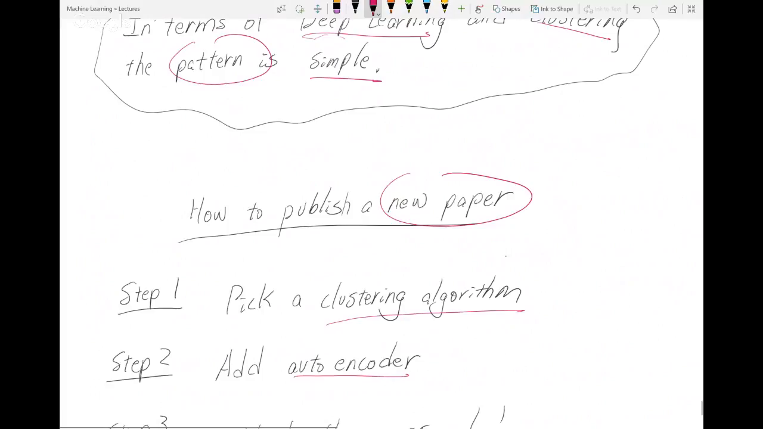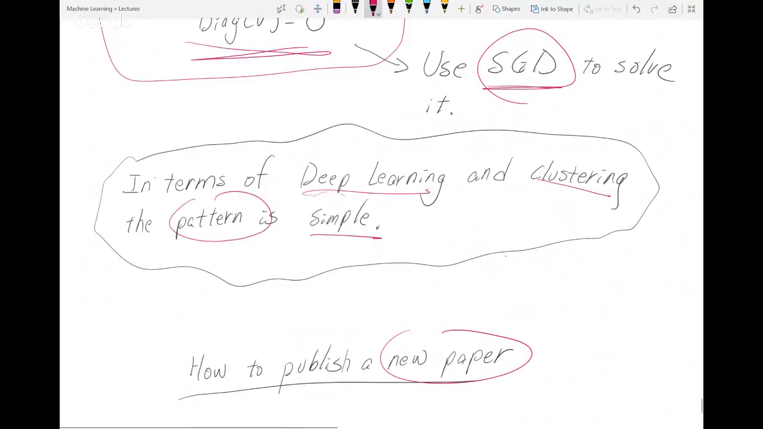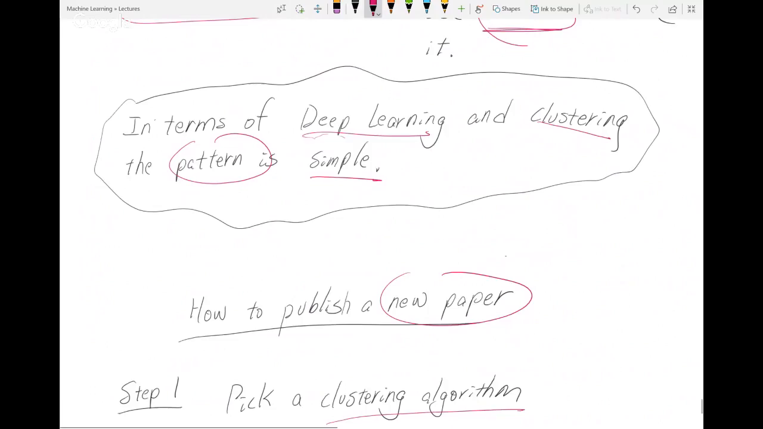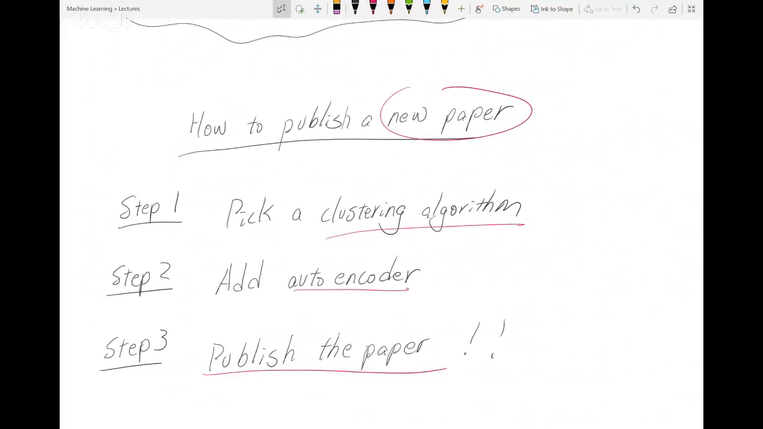But yeah, well, I think that's it. We have gone through the concept of neural networks and clustering, and yeah, I hope this will make reading the papers a lot easier.